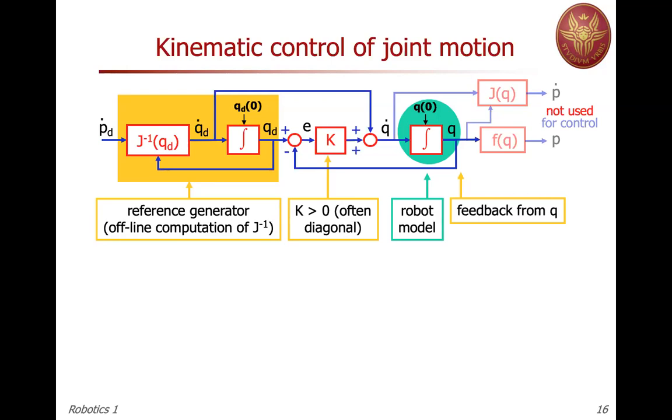And then you react this error with a matrix K, a positive definite matrix, often diagonal, because you want to preserve this decentralization, so this decoupling of control design joint by joint. And to this, you add the desired velocity that you also pick out from the reference generator. So the Q dot that you're commanding, you're assuming that this will also be the actual Q dot. This is why there's no special subscript to the Q dot in front of the green block.